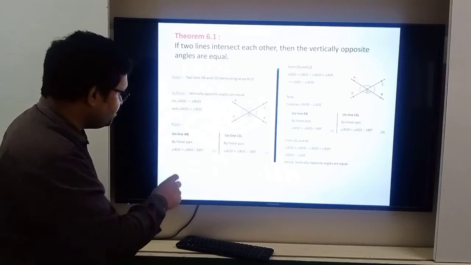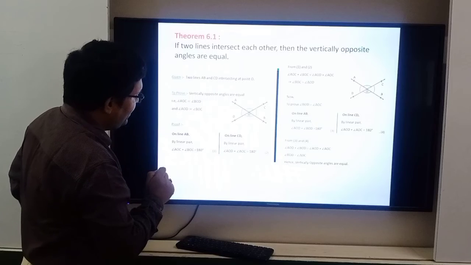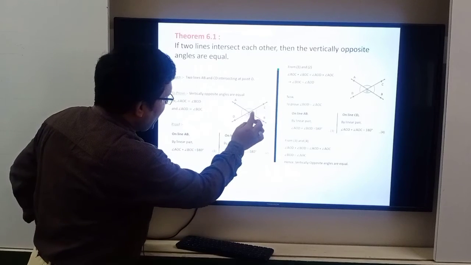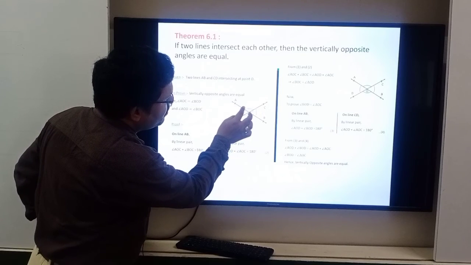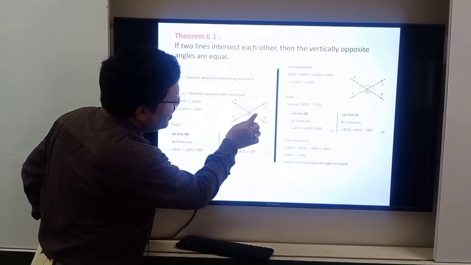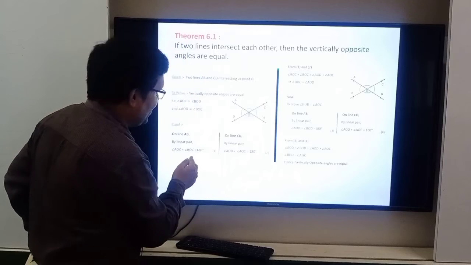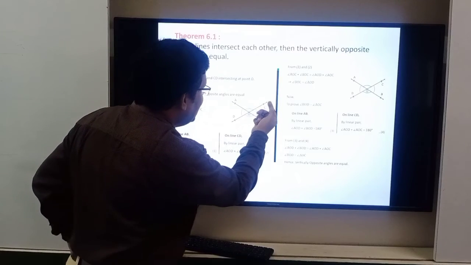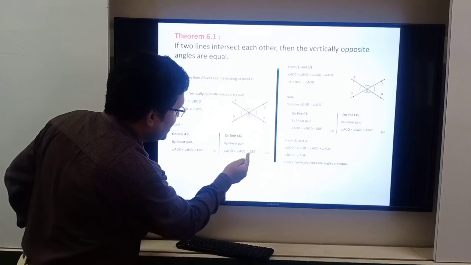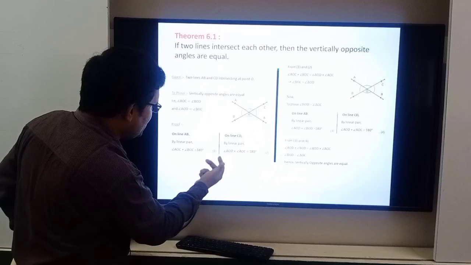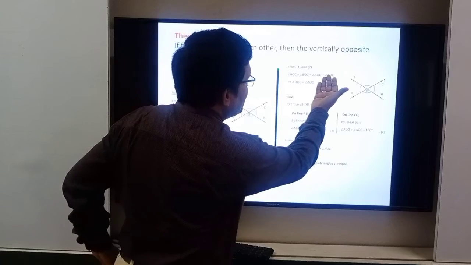So let us take one line, line AB. On line AB, consider angle AOC and angle BOC. What is the sum of them? On a line, these two angles are linear pairs. Linear pair means 180 degrees. Very good. On line CD, again, angle AOD plus angle AOC is 180 degrees. So these two equations, 1 and 2, are equal.